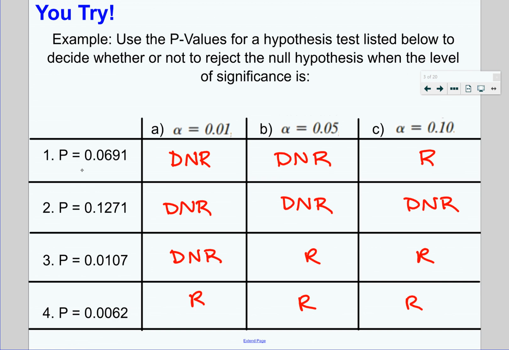Again, you can see in this chart, the smaller our alpha is, the more likely we are to not be able to reject something. The bigger alpha is, the more likely we are to be able to reject something, which is what we want. But the more we reject, the more likely we are to make a type 1 error. Okay. Any questions on this?